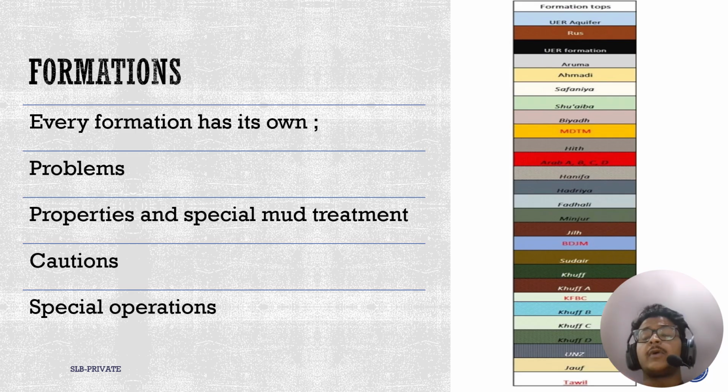Formations. Every formation has its own problems, properties, and special mud treatment, caution, and special operation. As you can see here, these are the formations that we deal with. For example, Sheba is a sand formation; collapse may occur. Also, Khuf is a high pressure formation. It has its own special operation, cautions, and properties. So we need to know each formation and what to do with it.